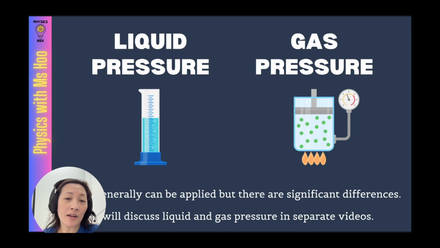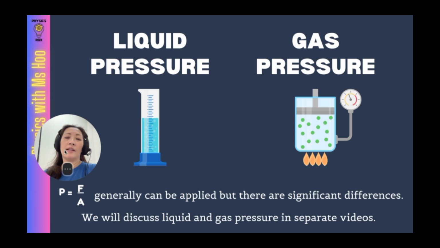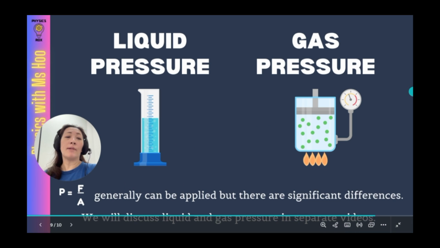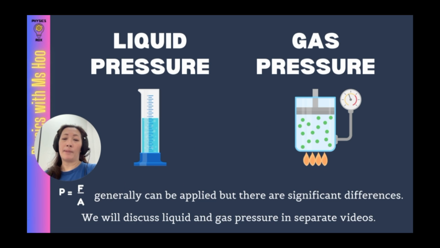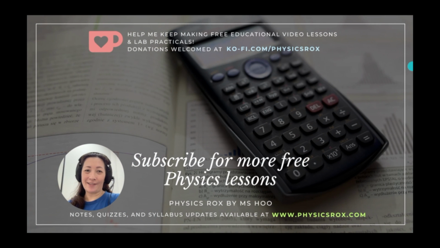Now there's more to learn about pressure. In terms of liquid and gas pressure, the formula that you've learned of P equals F over A generally can be applied, but there are significant differences. Because there's so much to talk about, we will discuss liquid and gas pressure in separate videos. And that is it for this video.